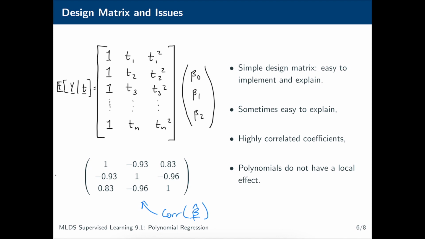A second downside to this approach is that the polynomial functions that we're using as our basis don't have localized effects. Every data point, no matter its t-value, is going to influence every model coefficient. This isn't necessarily desirable because we might want to be able to tweak the fit of the function at one end of the covariate domain while keeping the fit as it is at the other end.